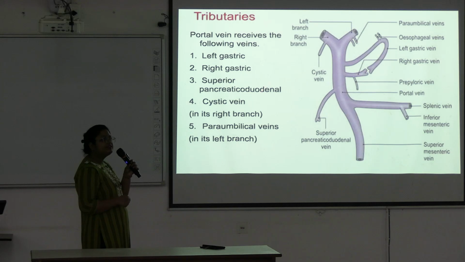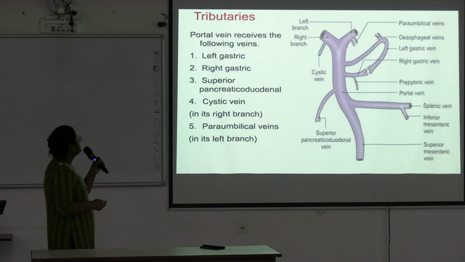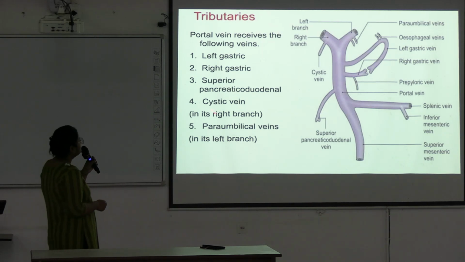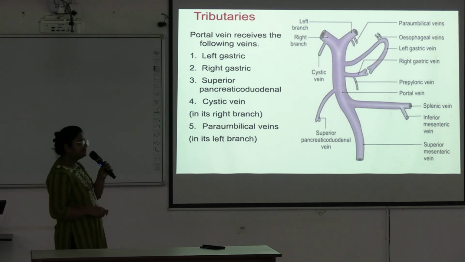So all these are tributaries of the portal vein. This is a very frequently asked question, tributaries of the portal vein: left gastric vein, right gastric vein, superior pancreaticoduodenal vein, cystic vein in the right branch and paraumbilical vein in the left branch. Okay.